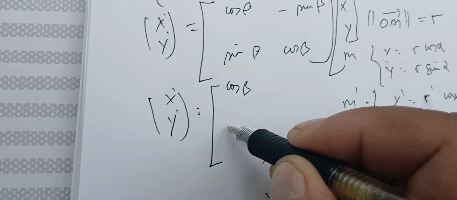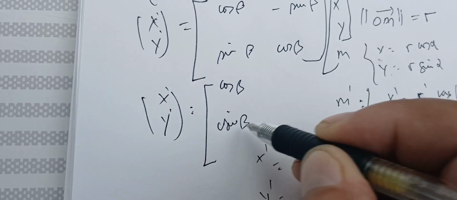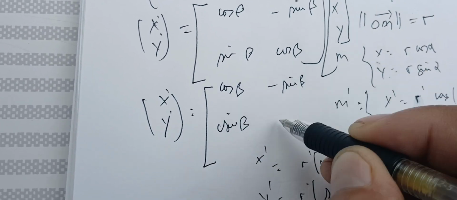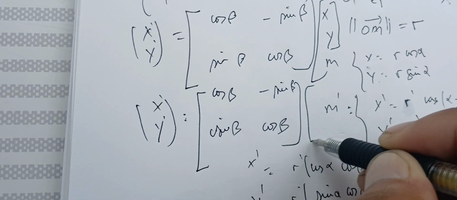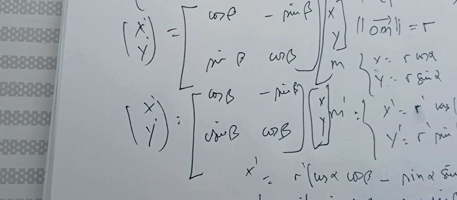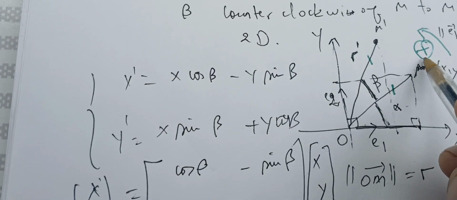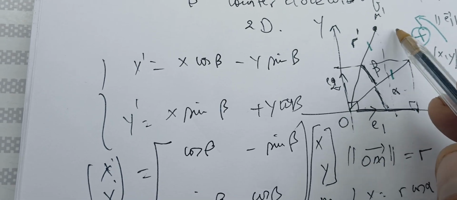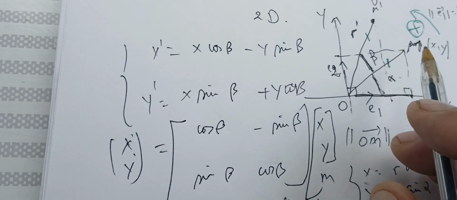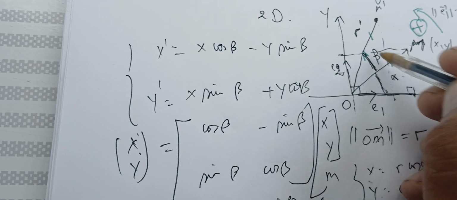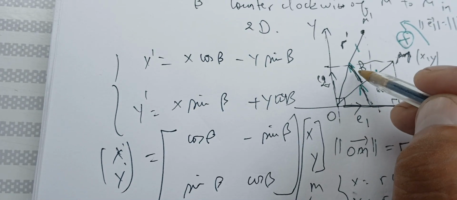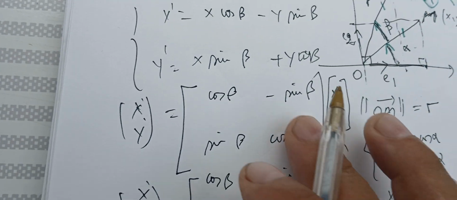Let me rewrite it clearly here. X prime, y prime is the matrix cosine of beta, minus sine of beta, sine of beta, cosine of beta, times x y. We have this form because we are rotating in this direction. If we had done it the other way, so this beta is going this way, or alpha is going this way, this would change.